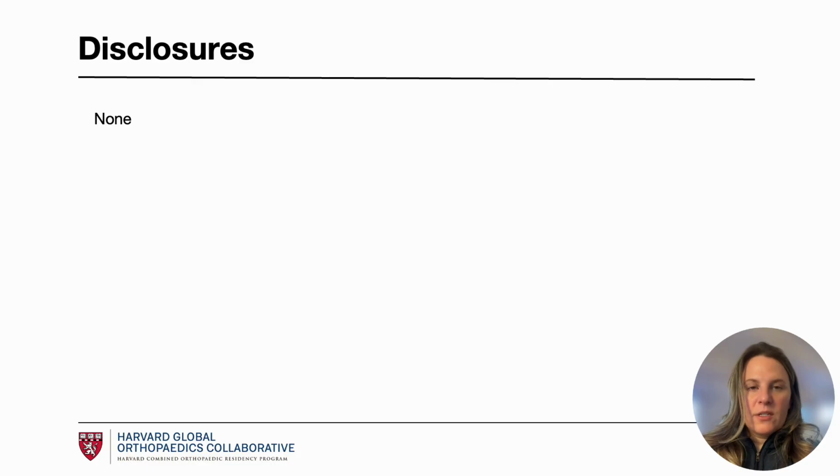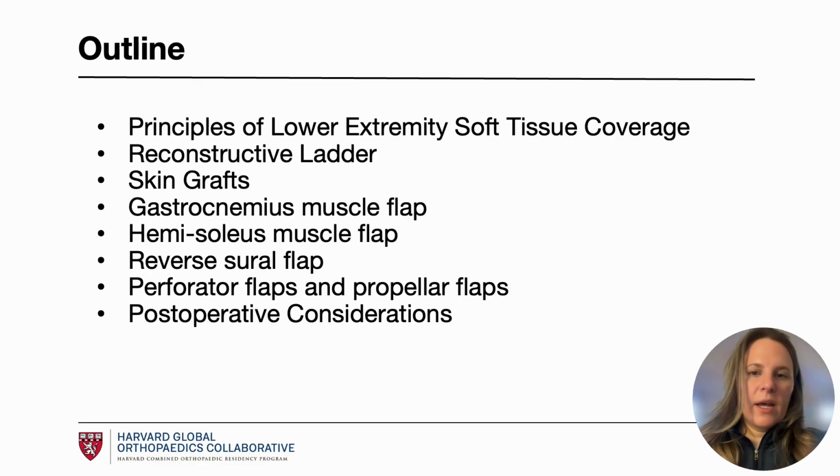I have no disclosures. So here's an outline of what we're briefly going to touch on today. We're going to talk about general principles of lower extremity soft tissue reconstruction. And we'll also talk about the reconstructive ladder and then dive into some options.